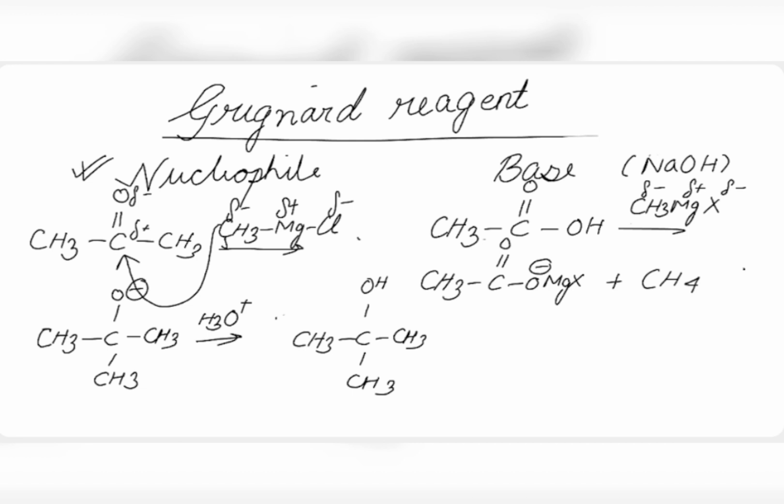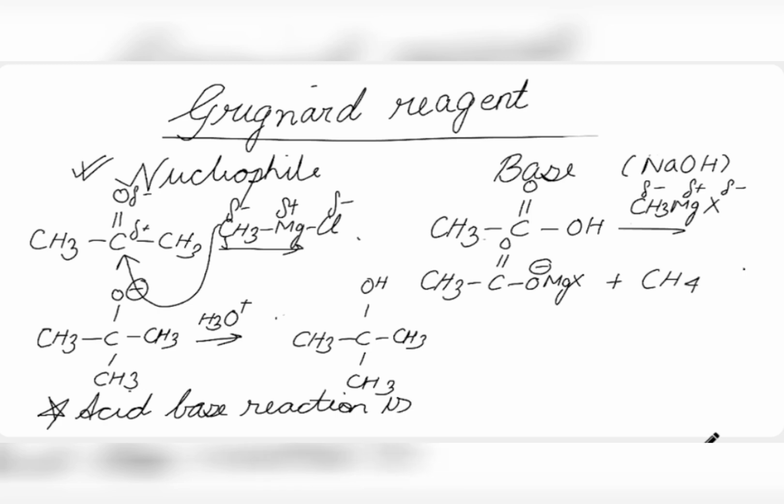So here we have studied how the Grignard reagent can act as an acid as well as a base. One very important thing you should note is that the acid-base reaction is the fastest. If you are studying organic chemistry, you should always remember this statement: in any case, if a reaction is there, you will see that the acid-base reaction is the fastest. Okay. Thank you.